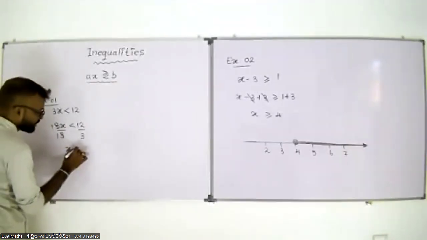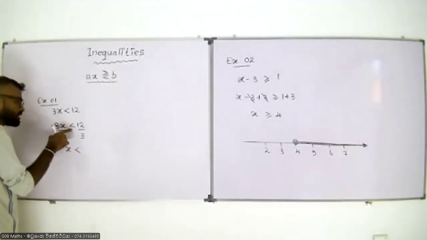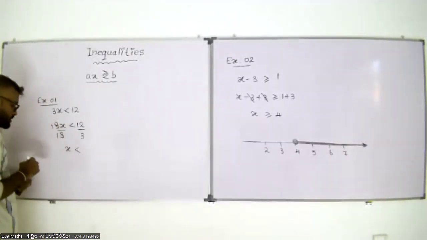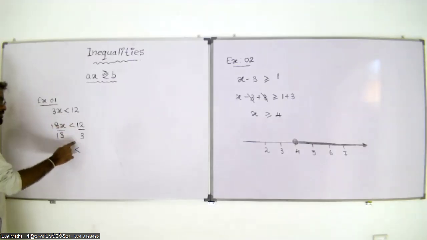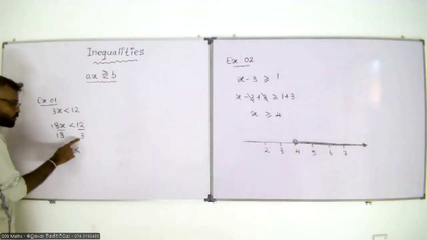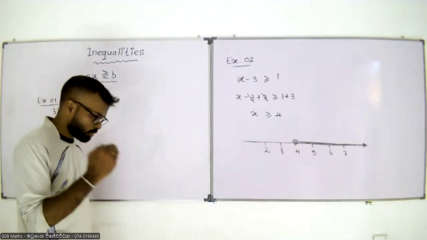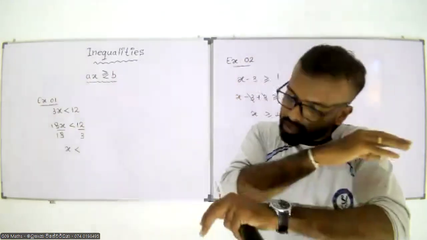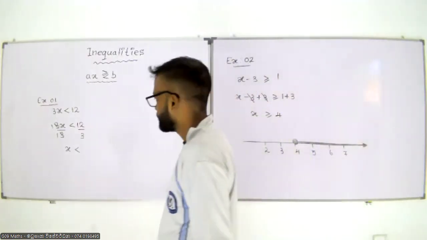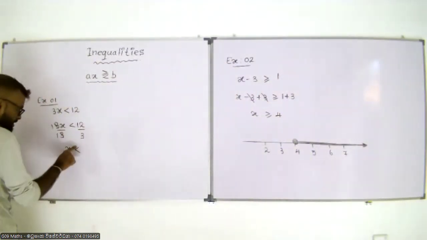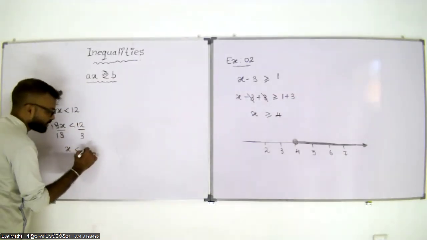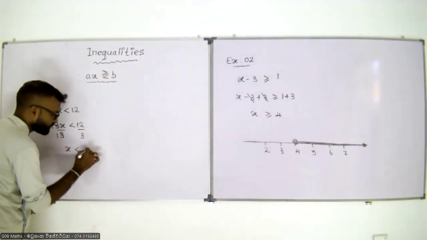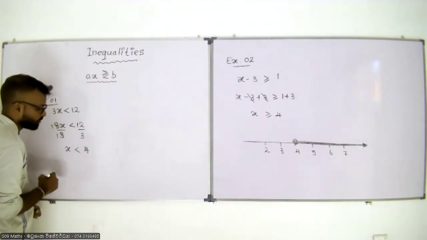So 3 times 1, 3 times 1. x is less than. This inequality does not change because you are dividing both sides by a positive number. When you are dividing both sides by a positive number, nothing will happen. So keep it as it is. 12 divided by 3 is 4.